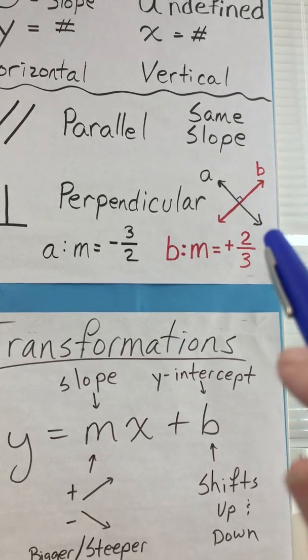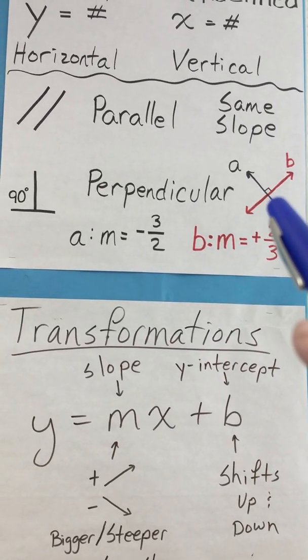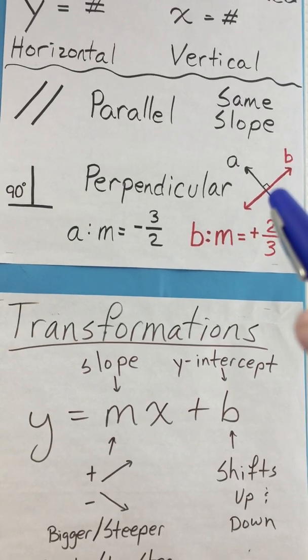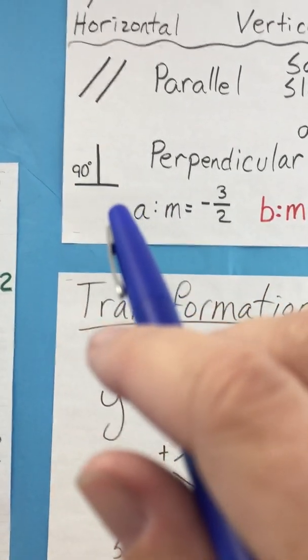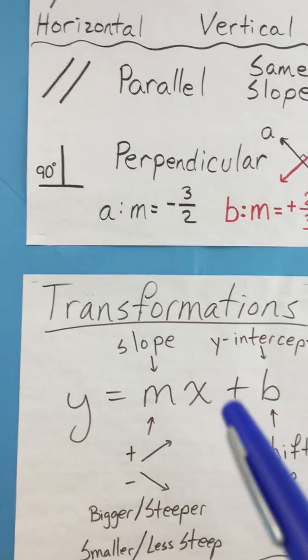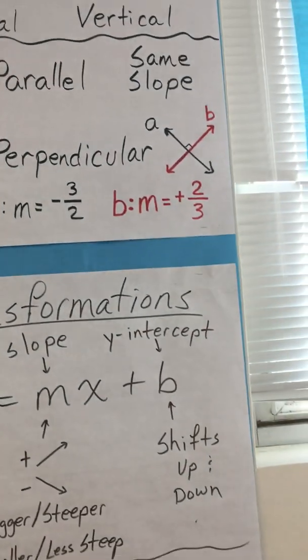Perpendicular, on the other hand, are just that. They're perpendicular. They intersect. They are going to cross, and they're crossing at 90 degrees. That little kind of box in the corner means it's 90 degrees. This is a symbol for perpendicular. It's an upside down T, and they are intersecting at 90 degrees. So if they are perpendicular, we also know the slopes if you know one of them.